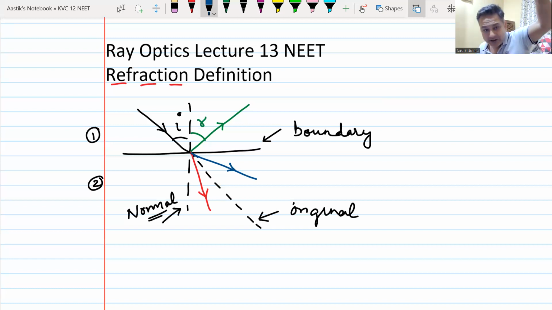Okay, it may bend towards the normal, it may bend away from the normal. When is it going to do what? We will see that, don't worry. This phenomenon is known as refraction of light. It may also be called transmission, because we will be using this term, maybe not in this chapter, but maybe in the chapter on thermodynamics.